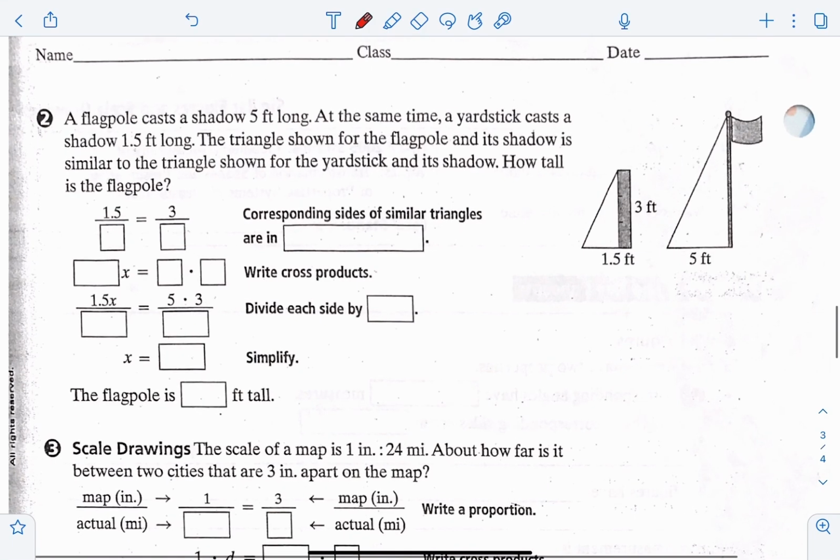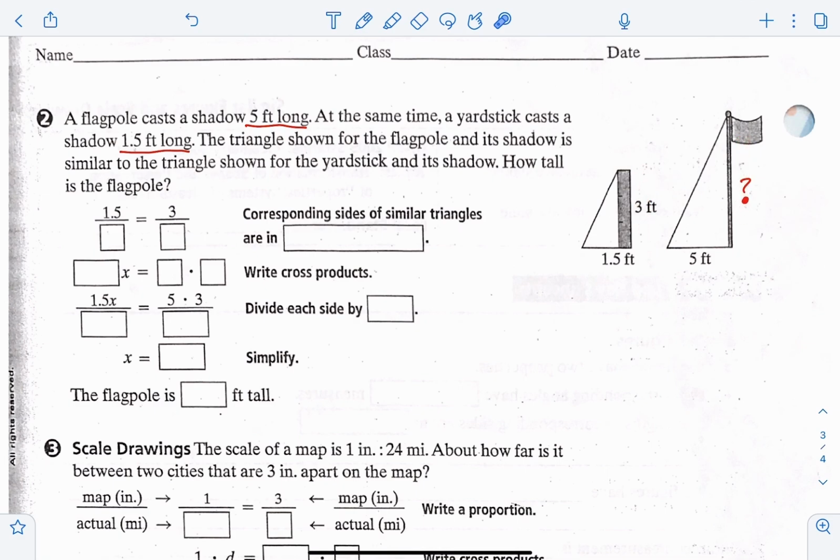So a flagpole casts a shadow that's 5 feet long. At the same time, a yardstick casts a shadow that's 1.5 feet long. The triangle shown for the flagpole and its shadow is similar to the triangle shown for the yardstick and its shadow. How tall is the flagpole? So we don't know this, but we have similar figures because we have this distance, the bottom on the ground distance, and the bottom on the ground distance, and then we have a height versus a height.